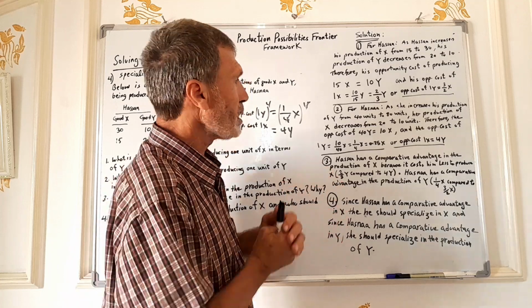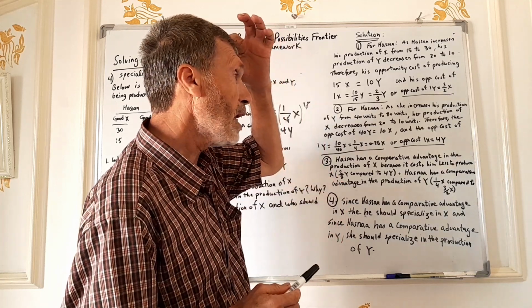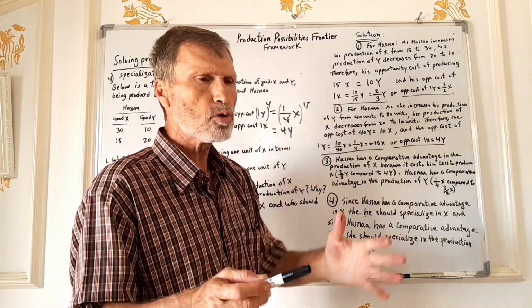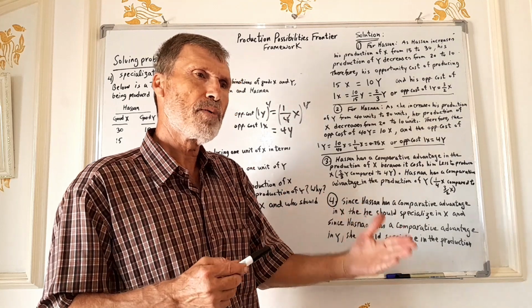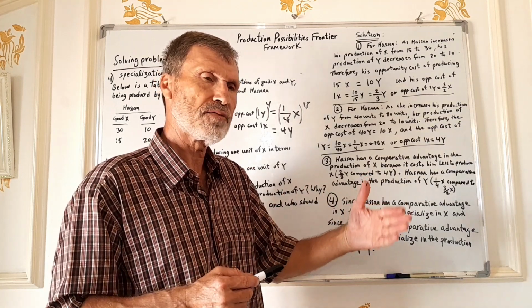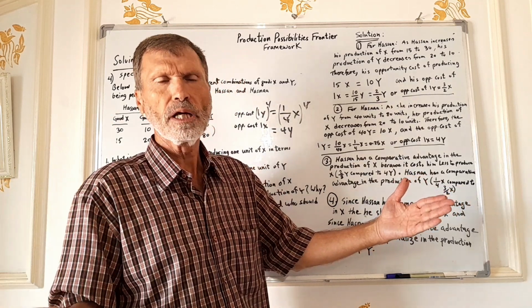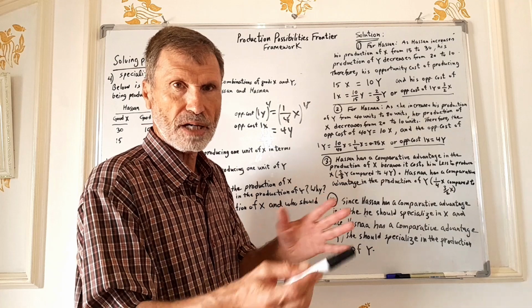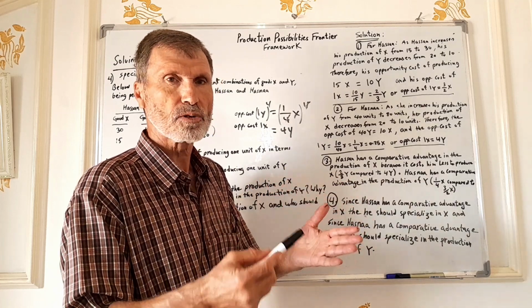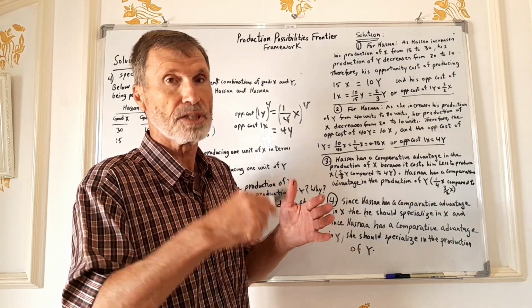Great. Now, what about good Y? Who has a comparative advantage in Y? Usually by law, if one of the persons has a comparative advantage in X, then the other person should have a comparative advantage in Y. However, we can verify this. We can verify if the other person has a comparative advantage in the other good.